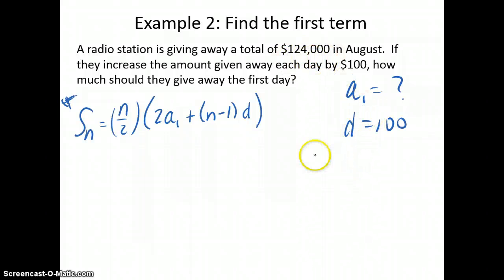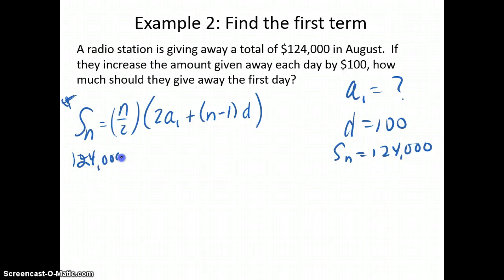So a couple of other things to keep in mind here. We have a total amount of money, which is going to be S sub n at the end of the day. So we can go ahead and plug that in. It's going to be 124,000. That's going to equal, now what is n? Okay, we know that we're looking for a sub 1. Now we want to know what n is. So n is the number of days here, 31, because it's going to increase each day. So the first day it's going to have a certain amount, then it's going to increase by 100. That amount's going to increase by 100 again, and you're going to continue that until you have 31 days, because there's 31 days in August.